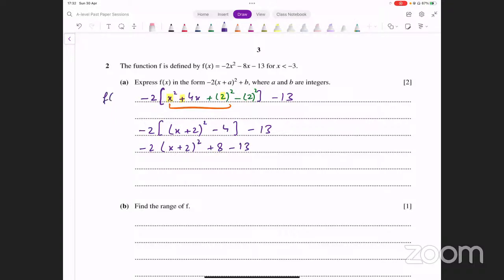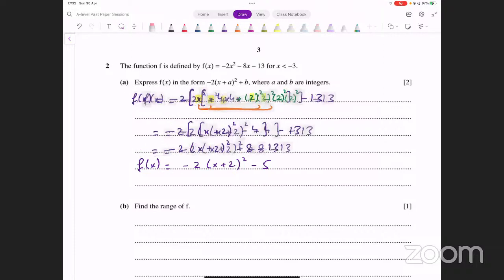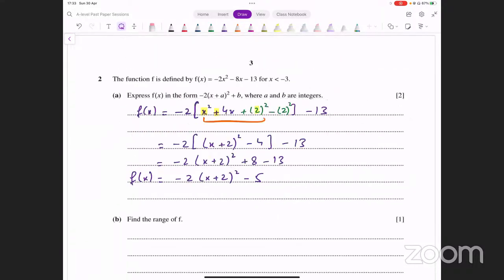And f of x therefore turns out to be minus 2 into x plus 2 whole squared minus 5. And that is what we were looking for in this first part. Okay, so that's our final result here. We have completed the square. Okay, let's move on.